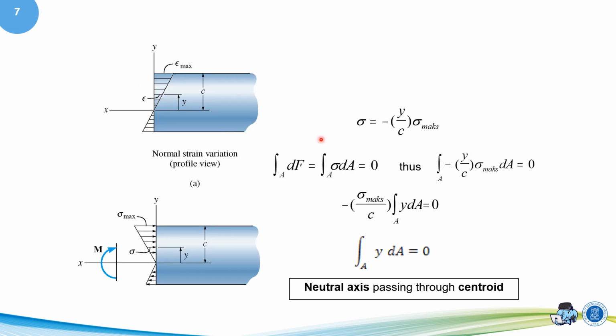And because the stress distribution is proportional to the strain distribution, as you can see, this is the strain distribution, and this is the stress distribution, then we can find that the equation for the stress will follow this particular equation, which is 0 in the natural axis and maximum at the farthest distance from the natural axis.